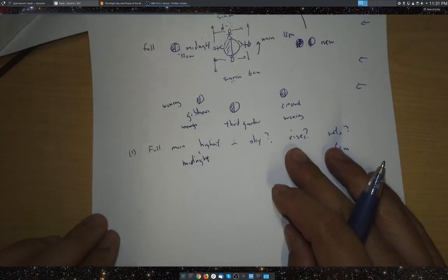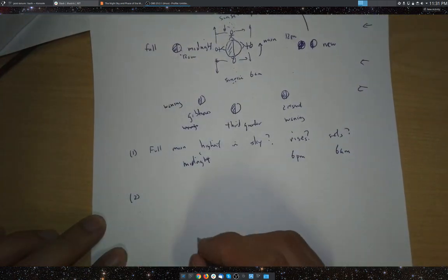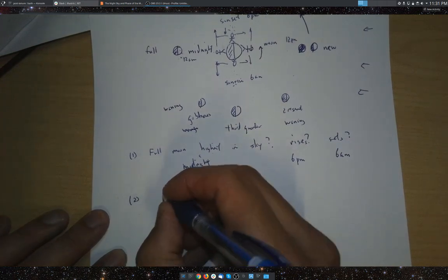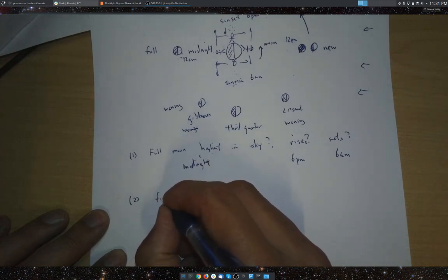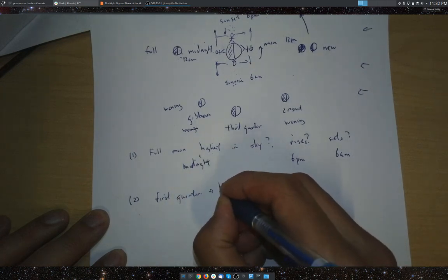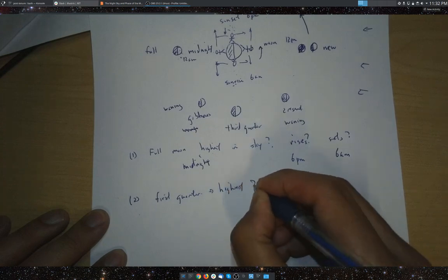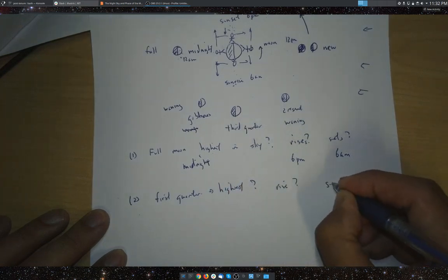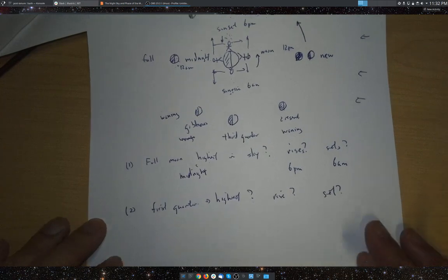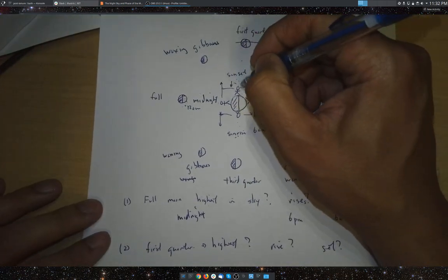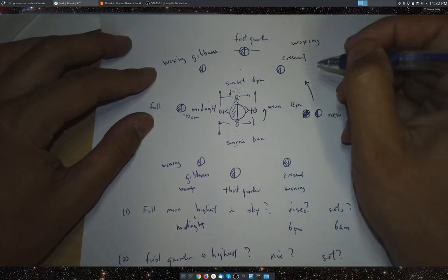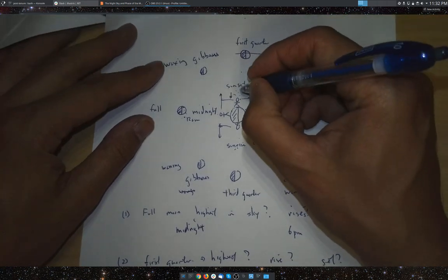Okay, so let's do another one. Let me ask another question. Let's look at the first quarter. Highest, question mark, rise, question mark, set, question mark. So when is the first quarter moon highest, rising, and setting? This is easy too. I always do highest first because highest is always the easiest. I ask myself, which one of these characters, as they look up in the sky, will see the first quarter moon high? And the answer is it's this one right here.